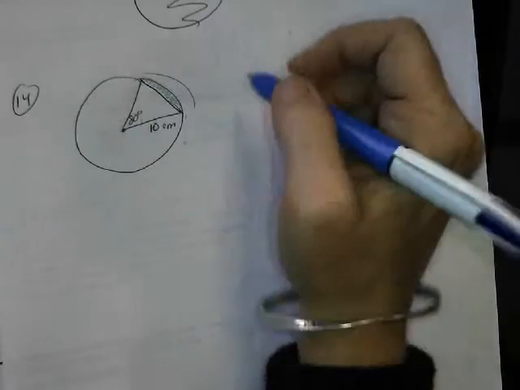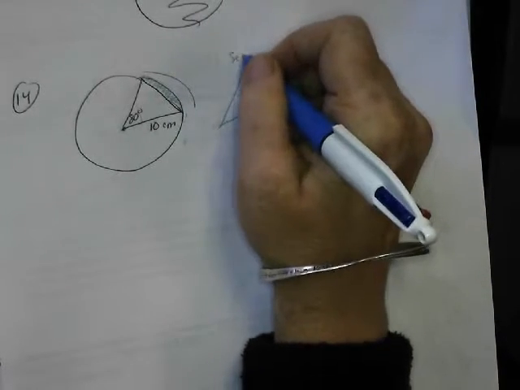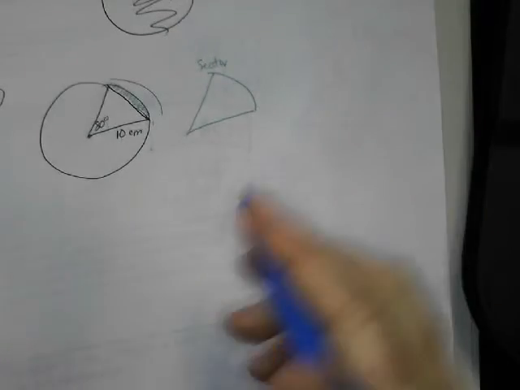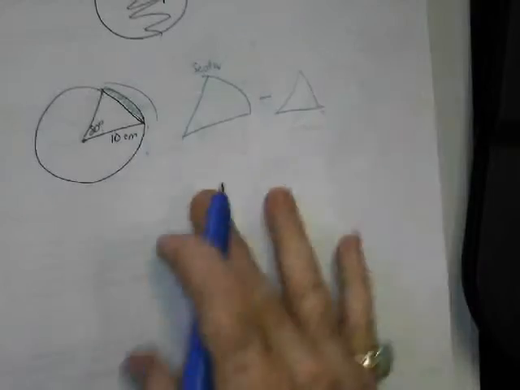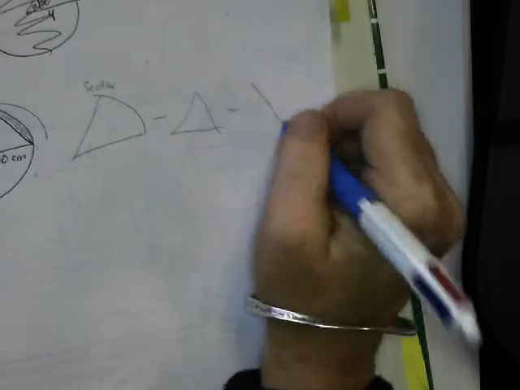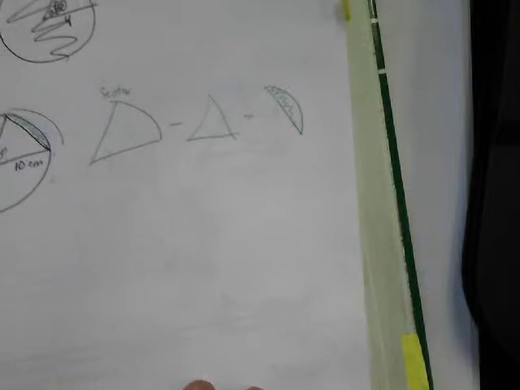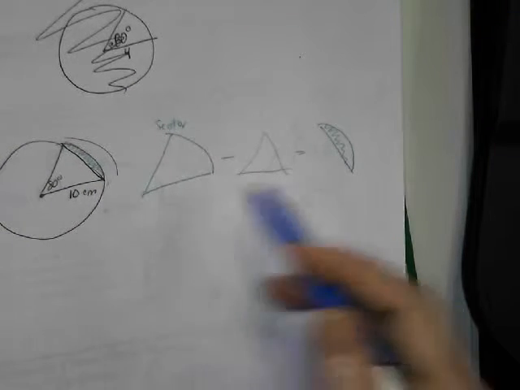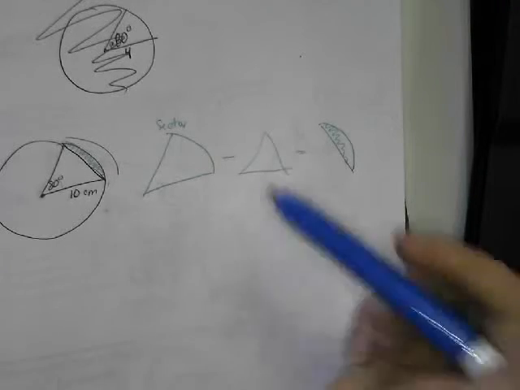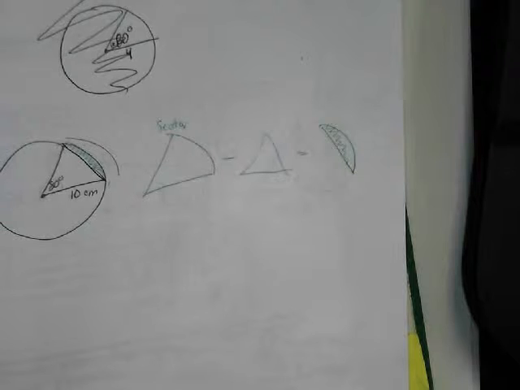So if I could find the whole slice of pie, I call it a slice of pie, the sector, and then subtract this triangle, that's going to equal the segment. Is that an okay plan? I think we know how to do all these things. I think we know how to find the area of a triangle and the area of a sector, and we know how to subtract, so I think it's going to work.